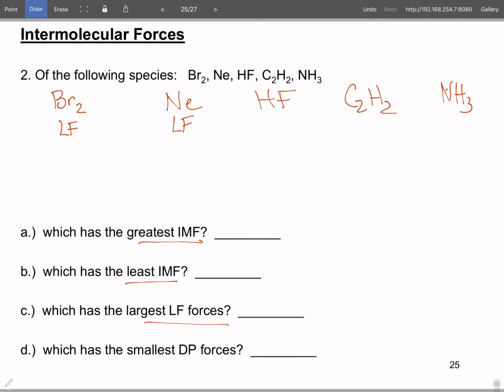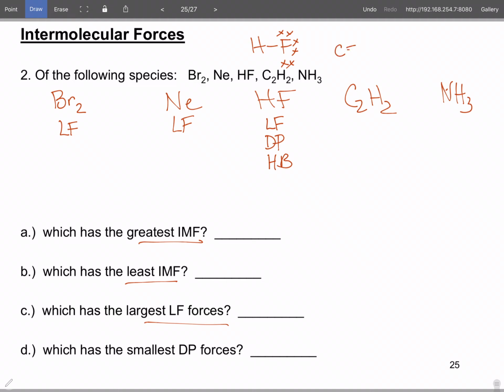HF is similar to HI, which we just did. It has London forces. It's definitely a polar molecule. So it has a dipole, and remember, the halogens all have 3 lone pairs, so it definitely has a hydrogen attached to an electronegative species, and the electronegative species has unbonded pairs, so it has hydrogen bonding.